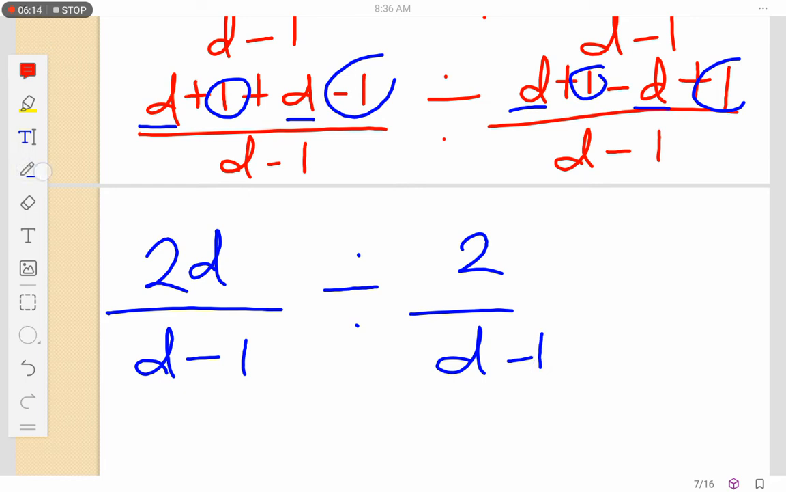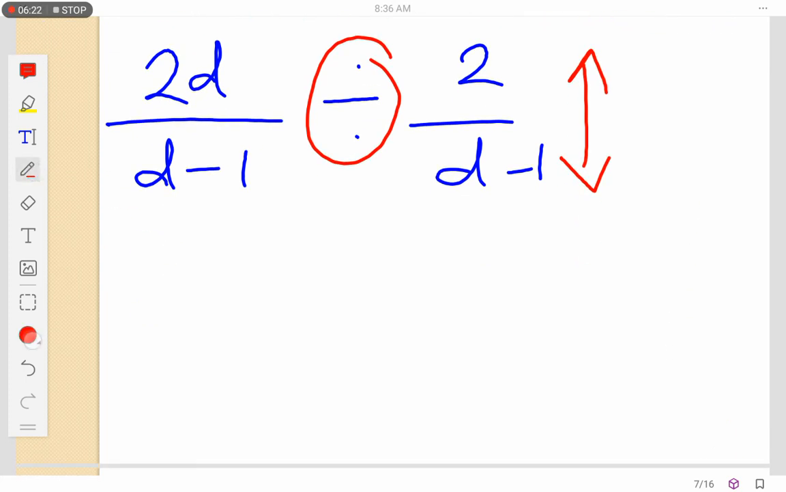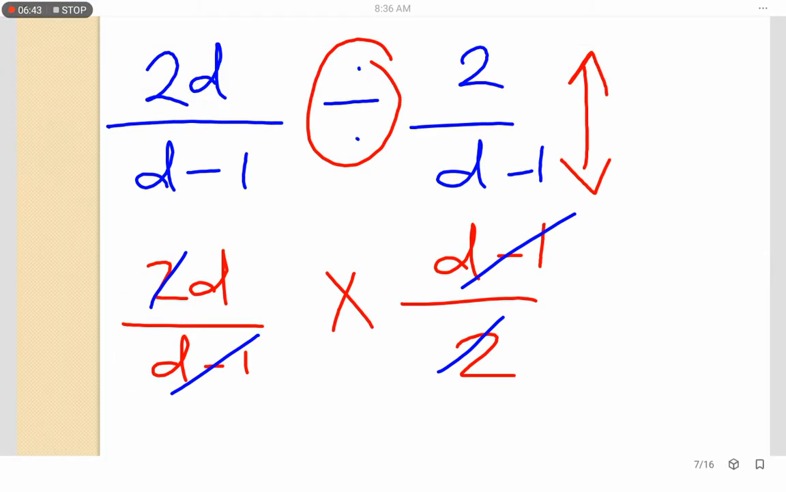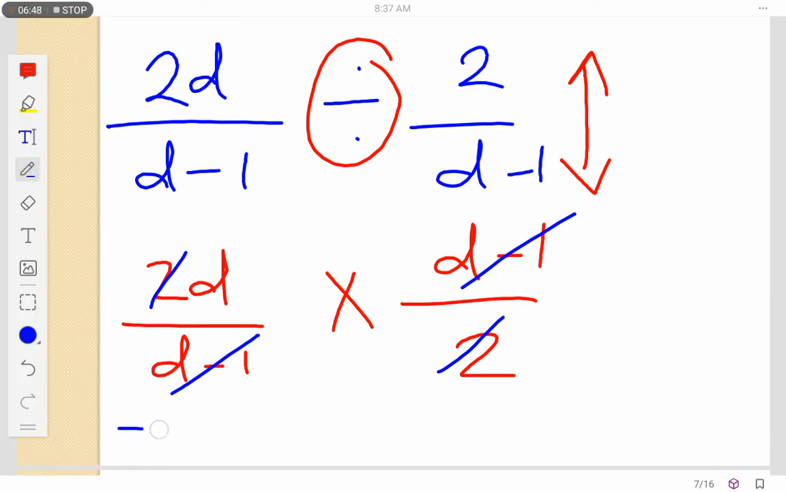Now I can multiply and invert here. I can change this side and invert. This one becomes this one. So I'll end up having 2D over D minus 1 times D minus 1 over 2. Now this one and this one can cancel. 2 into 2, I'll get 1. So the final answer in terms of D, our solution is equal to D. That's the final solution that we get for that one.